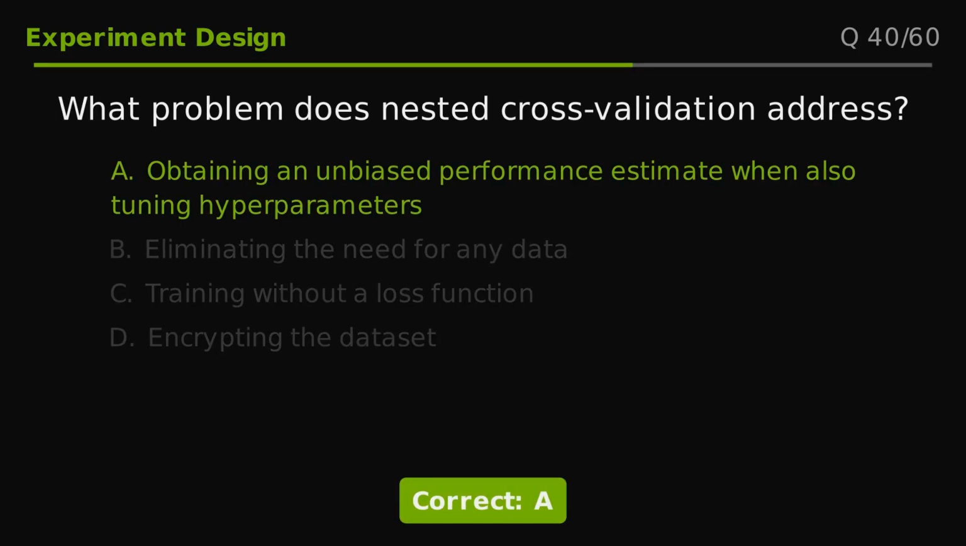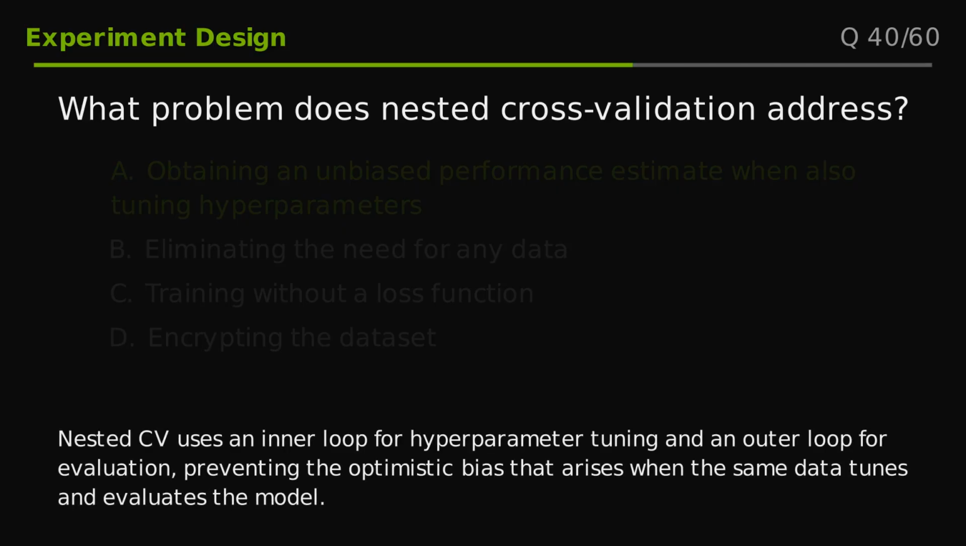The correct answer is A. Nested cross-validation uses an inner loop for hyperparameter tuning and an outer loop for evaluation, preventing the optimistic bias that arises when the same data tunes and evaluates the model.